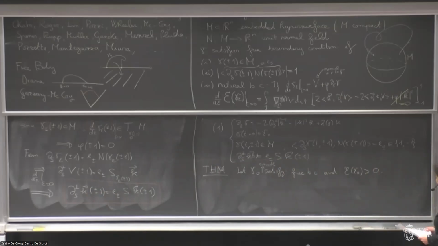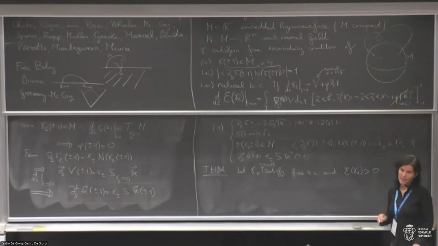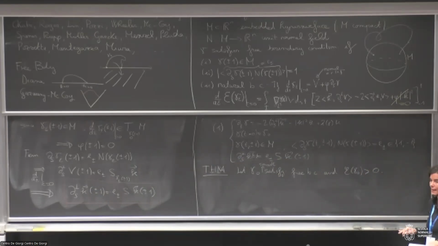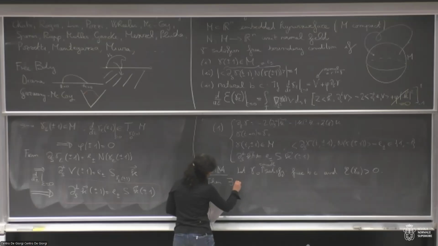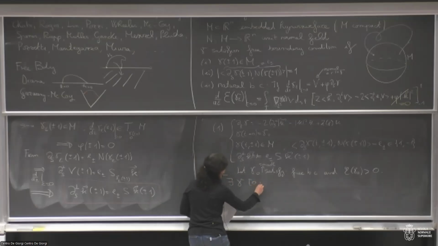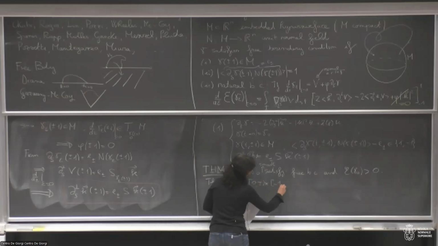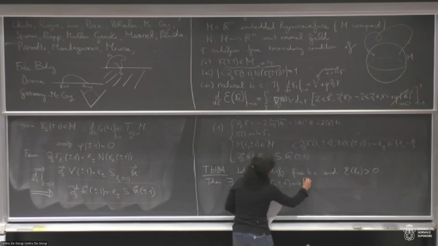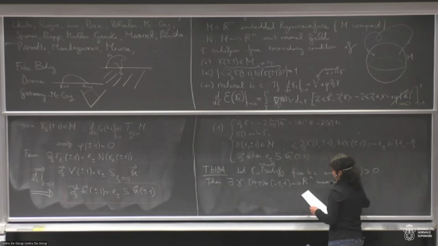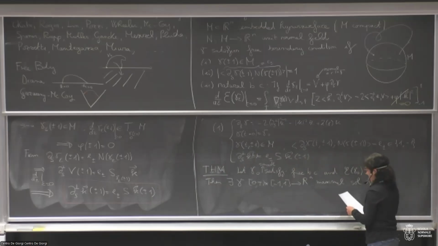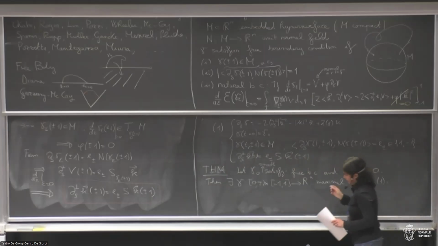Okay, so we start from an initial datum that satisfies the free boundary condition and with positive elastic energy. So we don't want to have a straight line. This is the condition we have there. Then there exists a maximal solution of the flow for some time.